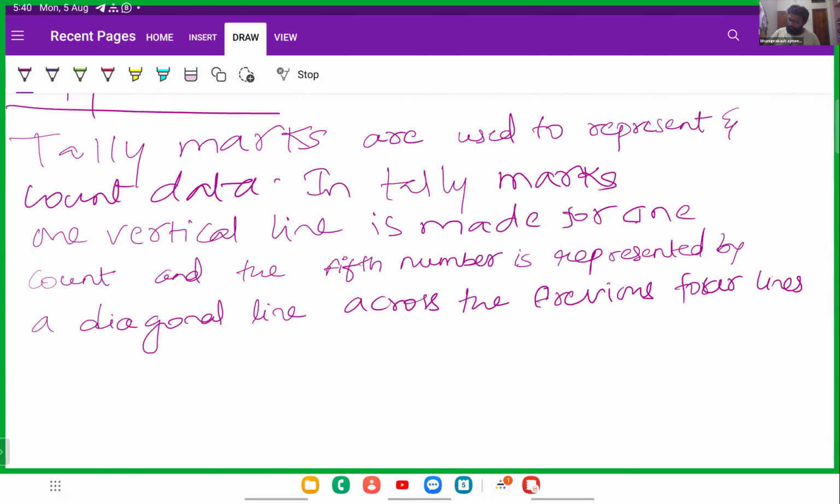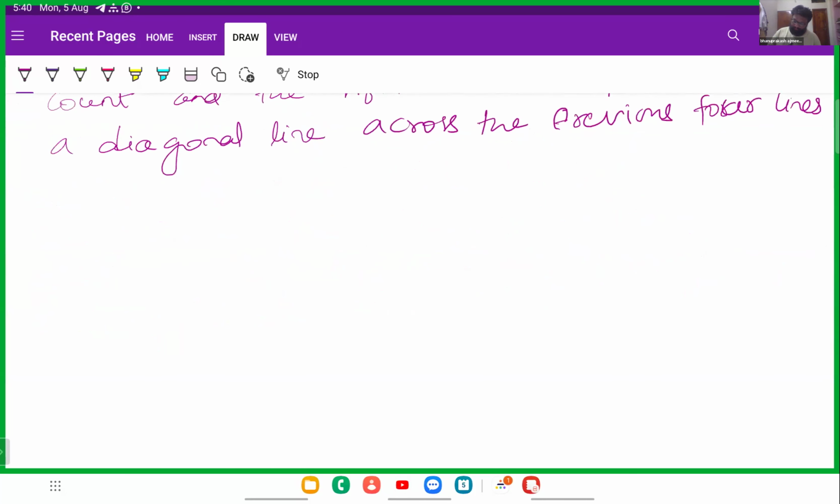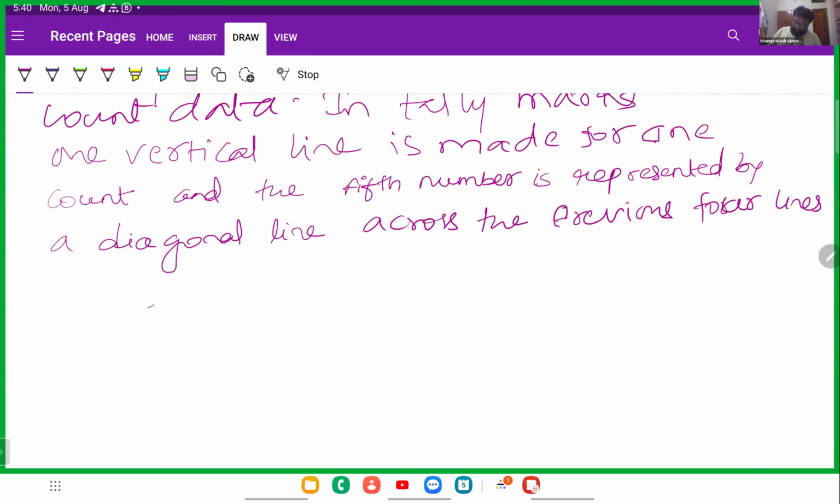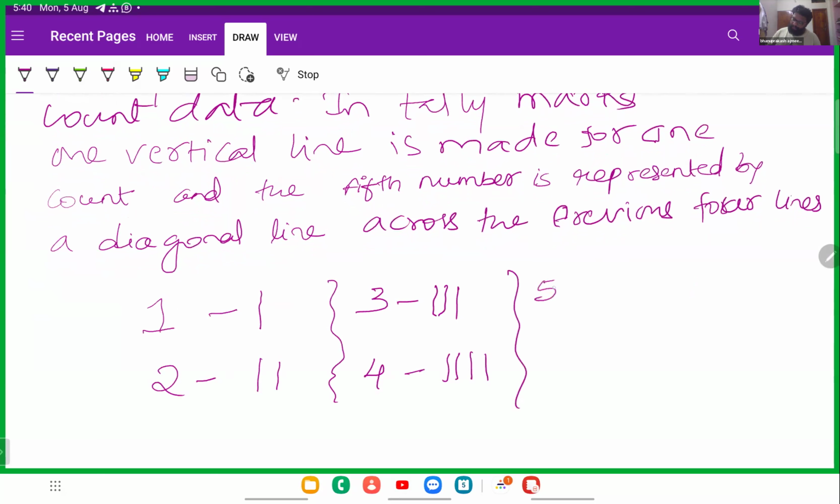So suppose if there is a one count, I will represent in this way. If there are two counts, I will represent in this way. If there are three counts, in this way. If there are four counts, I will represent with four vertical lines. If there are five counts, I will represent with 1, 2, 3, 4, and a diagonal line which is across all these four lines. And 6, how do I represent 6? First I will draw 1, 2, 3, 4, 5, and then 6. Similarly, how do I represent 7? 1, 2, 3, 4, 5, 6, 7. So this is how the tally marks are.